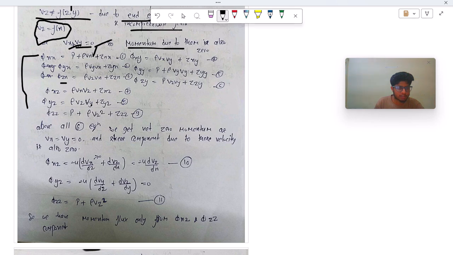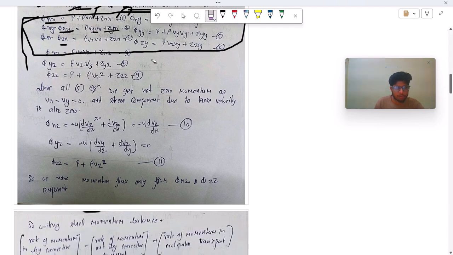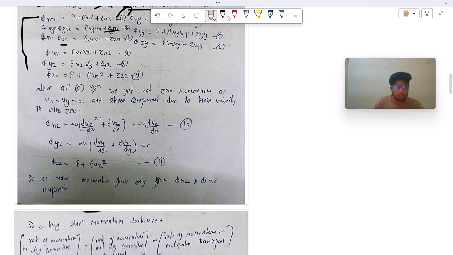As velocity in the x direction is 0, tau xx is 0, so there is no net momentum. Phi yx will be 0 as vy is 0, and tau yx is 0. Similarly, for all these six equations, the net momentum is equal to 0. So we are left with only three momentum equations: phi xz, phi yz, phi zz.